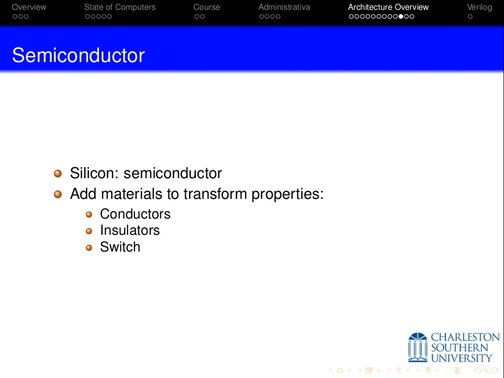So we use silicon because it's a semiconductor. We will go into more of that actually maybe today or maybe not, depending on where we end up. We add material to transform it into a conductor, an insulator, or a switch, and then we use that in order to build our processors.